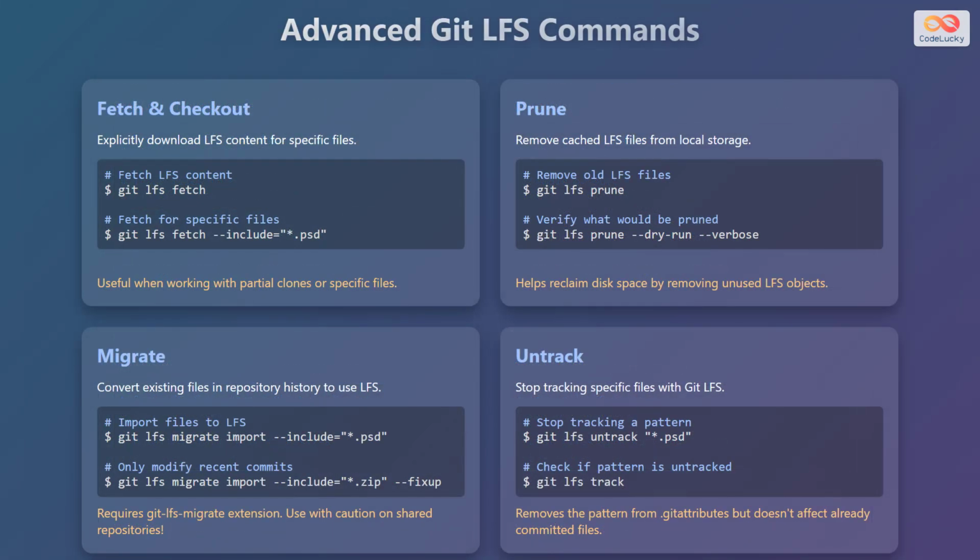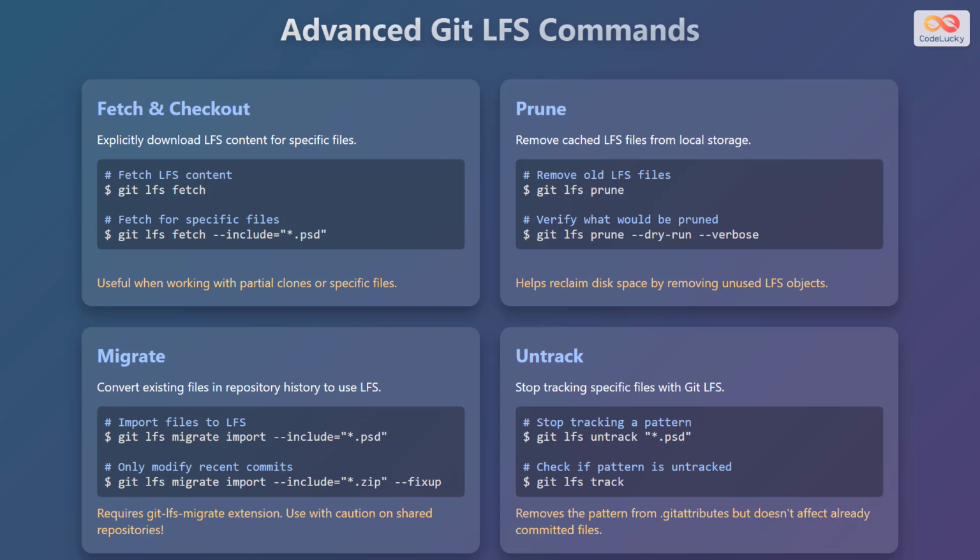Now let's learn about advanced Git LFS commands. The first command is git lfs fetch. It downloads LFS content for specific files. Use the command git lfs fetch to fetch LFS content, and use the command git lfs fetch --include "*.psd" to fetch for specific files. This is useful when working with partial clones or specific files.